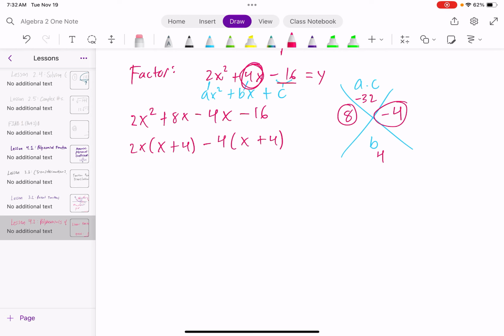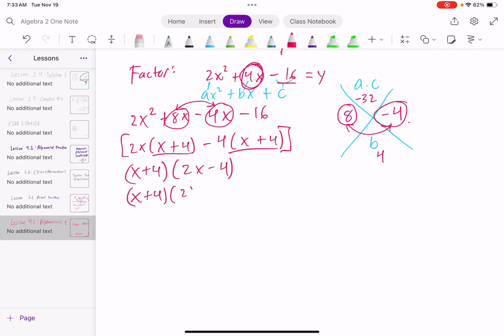Oh, it actually worked. So sometimes you have to switch these two, because it doesn't have an order, right? I could have put negative 4 there and 8 over here. So sometimes you got to switch them. But here we go. I could factor out from here an x plus 4. Take that out. And what's left is that. And your answer, you could factor out another 2 from here and here and get that as your answer.